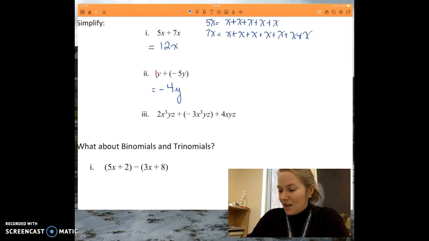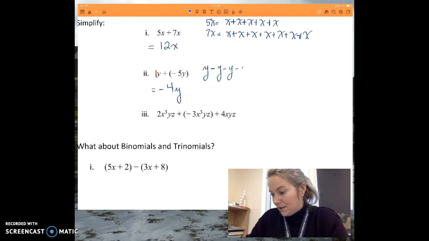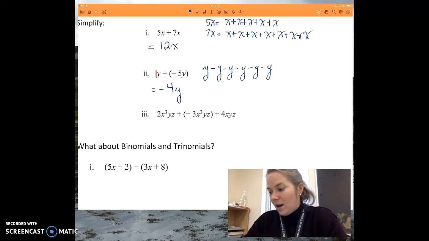And that's the same as saying I have 1y, I'm going to plus negative 5y. So that's the same as saying minus 5y. So we're going to take away y, take away y, take away y, take away another y, and another y. So positive y minus y is 0. And then there's minus 4y. So it all works out.